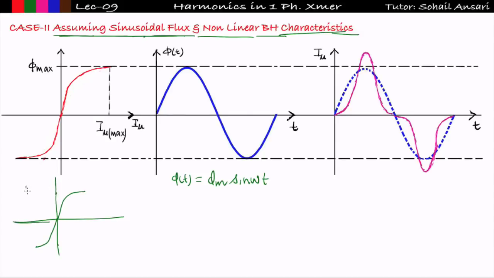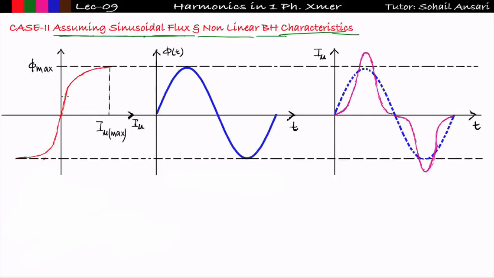If I replace B with phi and H with I mu, then I will get the graph between phi and I mu like this, as shown in red pen. Got it? So in case 2, what is the change? The change is that we are assuming non-linear BH characteristics. If I take non-linear BH characteristics and sinusoidal flux, then what will happen to the magnetization current? That I want to see.